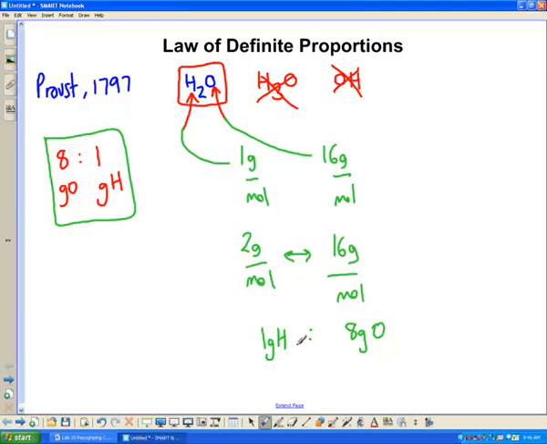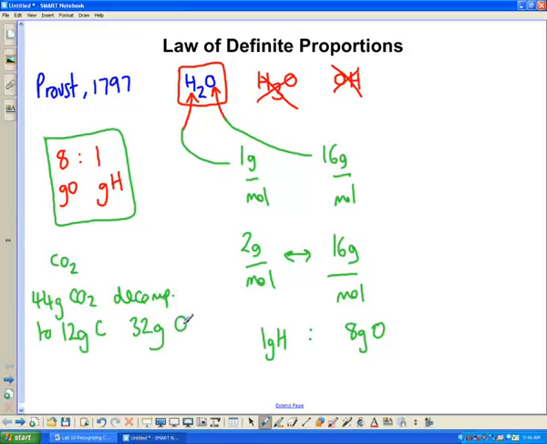Alright. Let's do the same thing for carbon dioxide, for example. CO2. Every sample of CO2 has exactly the same mass ratio of carbon to oxygen. 44 grams of CO2 decomposes to 12 grams of carbon and 32 grams of oxygen. And we can come up with a mass ratio of our atoms here.